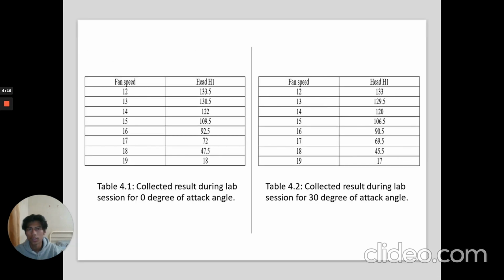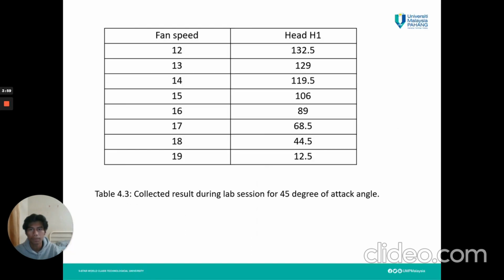Okay, initial head is 137 millimeters. Okay, this is a table. Table 4.1 collected results during lab session for 0° of attack angle, and next is table 4.2 collected results during lab session for 30° of attack angle. Okay, this is table 4.3, collected results during lab session for 45 degree of attack angle.